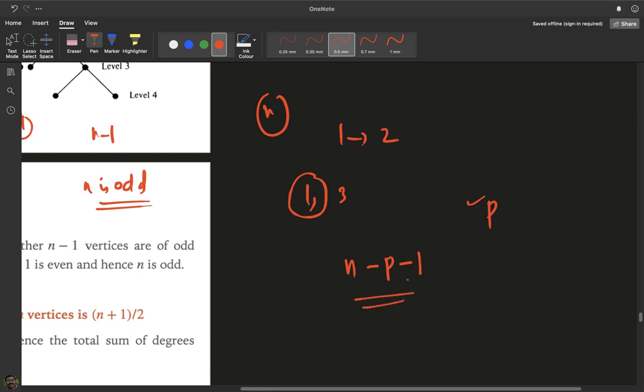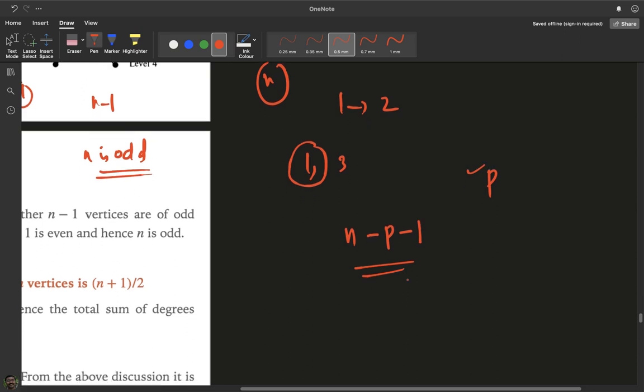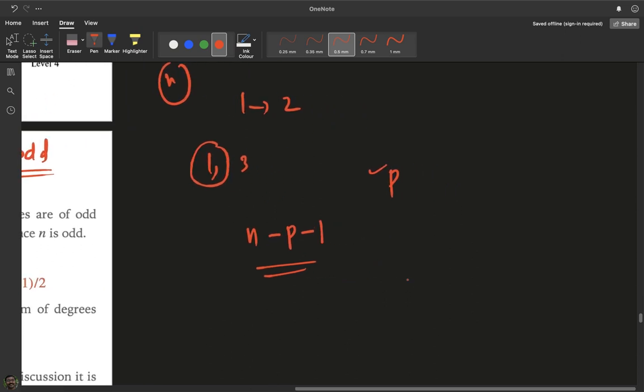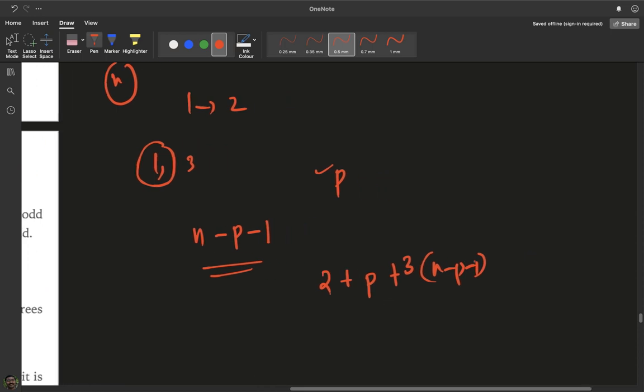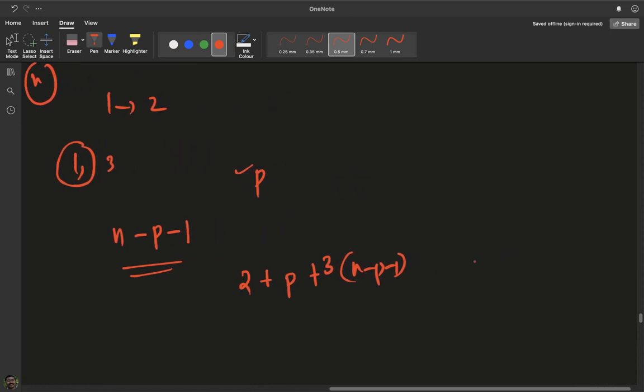Is it clear? Now let us find the total degree of the vertices of the graph. There is one vertex of degree 2, plus p vertices of degree 1, so their total degree is p, plus n minus p minus 1 vertices of degree 3, so their total degree is 3 into n minus p minus 1. And what will be the value of this? Since there are n vertices, the total would be 2 into n minus 1.